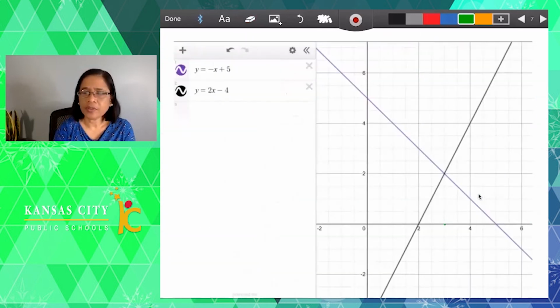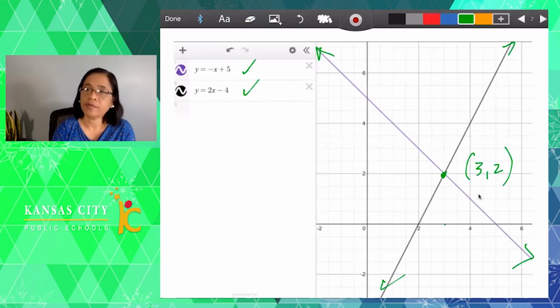And I want you also to try the Desmos graphing calculator. You can Google it and use it. Here is an easy way to graph those 2 lines that we just worked on. Notice that y equals -x plus 5 has a negative slope, and it is this line here. The other one is y equals 2x minus 4. The point of intersection is at the point (3, 2). It's easy to verify if you use your graphing calculator. Sometimes if we do it manually, we just get an estimate, not really the exact value of the intersection or the solution to the system.